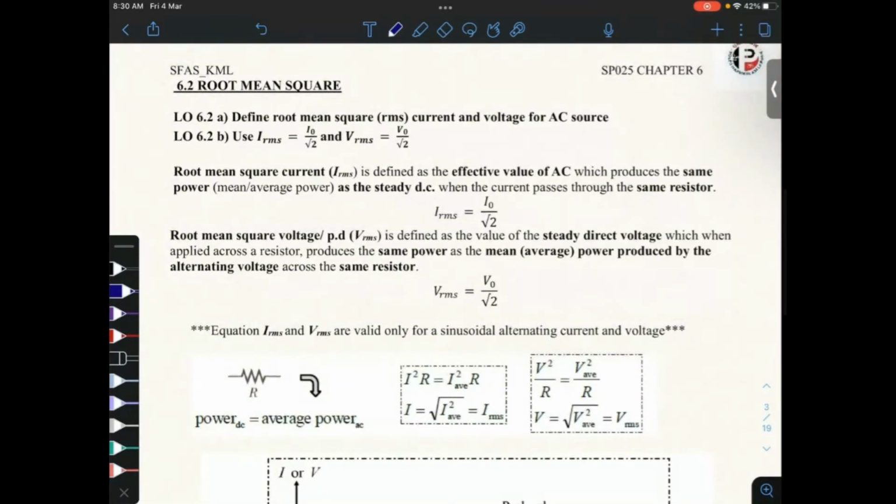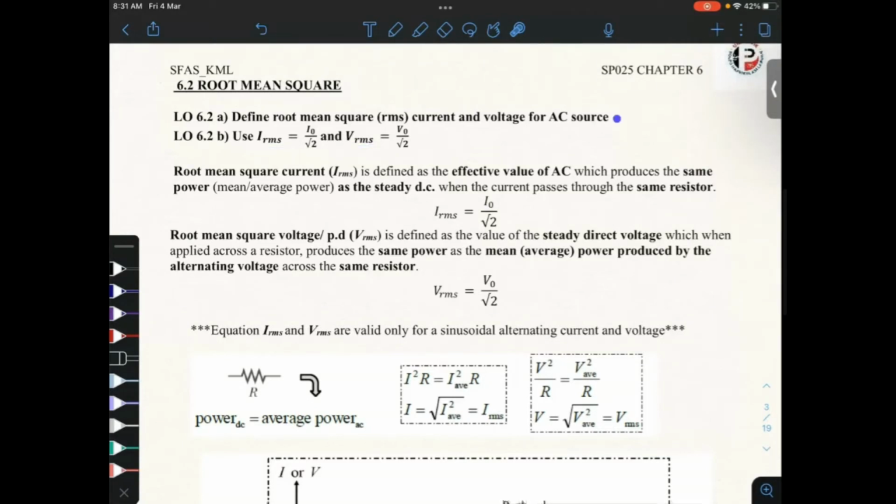And then kita nak masuk subtopic seterusnya. So now we are looking at 6.2 root mean square. Okay, there are two learning objective here for this subtopic. The first one is 6.2a to define root mean square. RMS root mean square ni kita associate dengan RMS. Okay, to define root mean square current and also voltage for AC source. And to use IRMS iaitu root mean square current and also VRMS iaitu voltage root mean square.